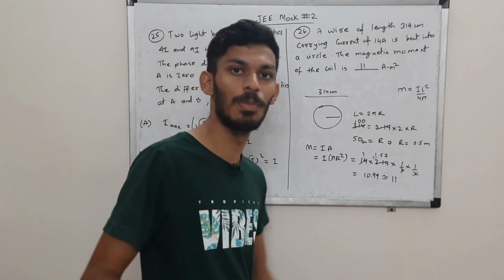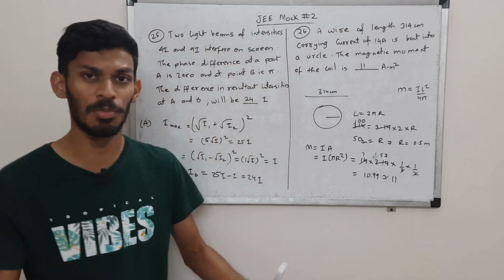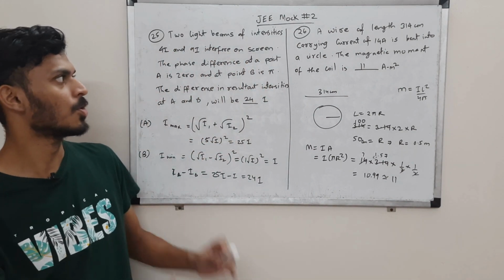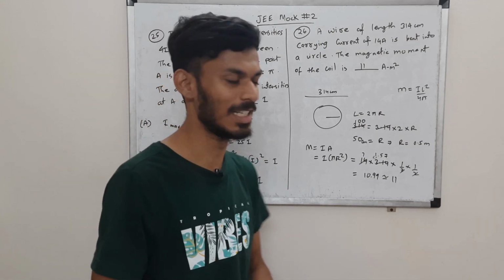Sometimes it might not be exact, but you have to guess the closest integer. So here it's like 10.99, so almost 11, right? So 11 is the correct answer. Over to the next set of questions.